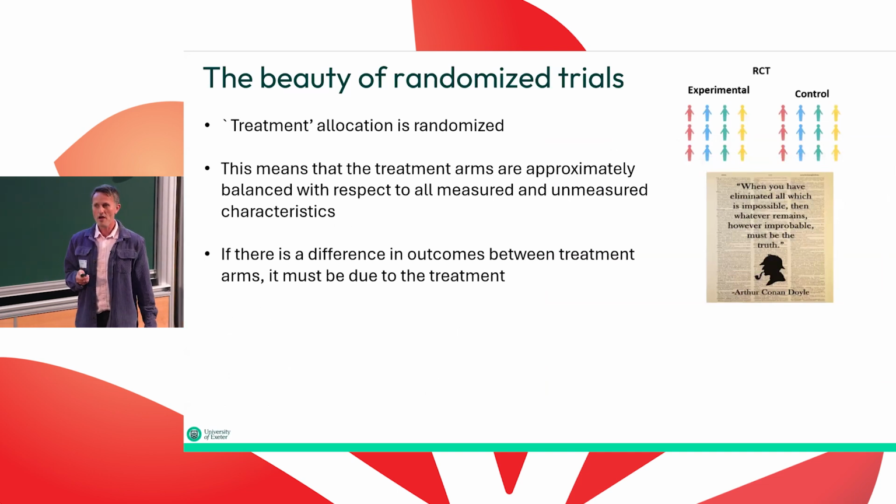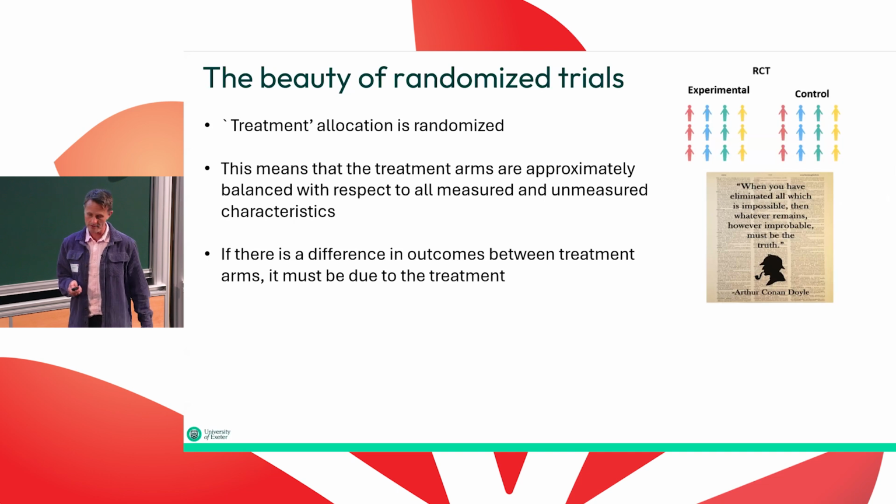Now, the gold standard method of inferring causality in the healthcare world is a randomized controlled trial. In randomized trials, we allocate patients, in this case, for example, to receive a treatment or a placebo. Because we randomly allocate treatment and placebo to the trial population, the treatment arms are going to be approximately balanced, as long as the trial is sufficiently large, with respect to all physical characteristics that those individuals may have.